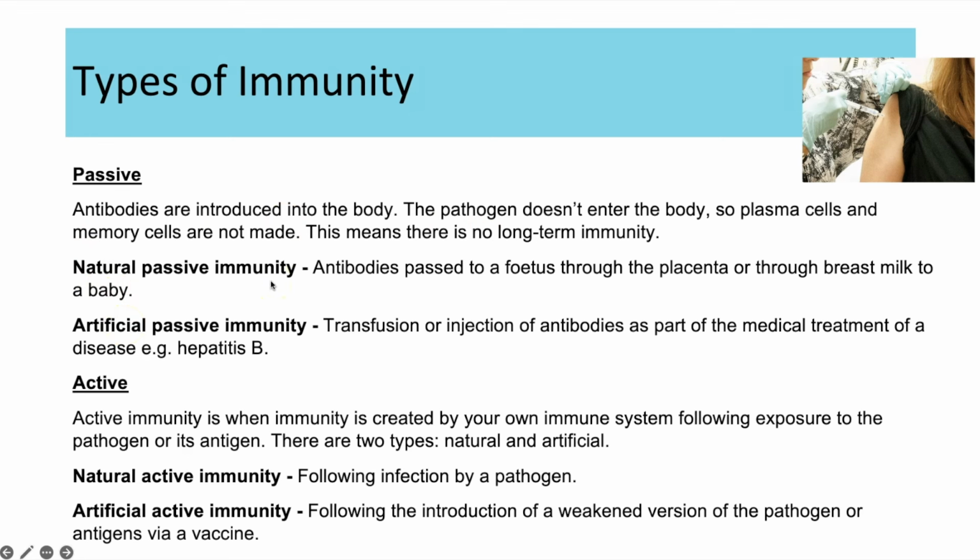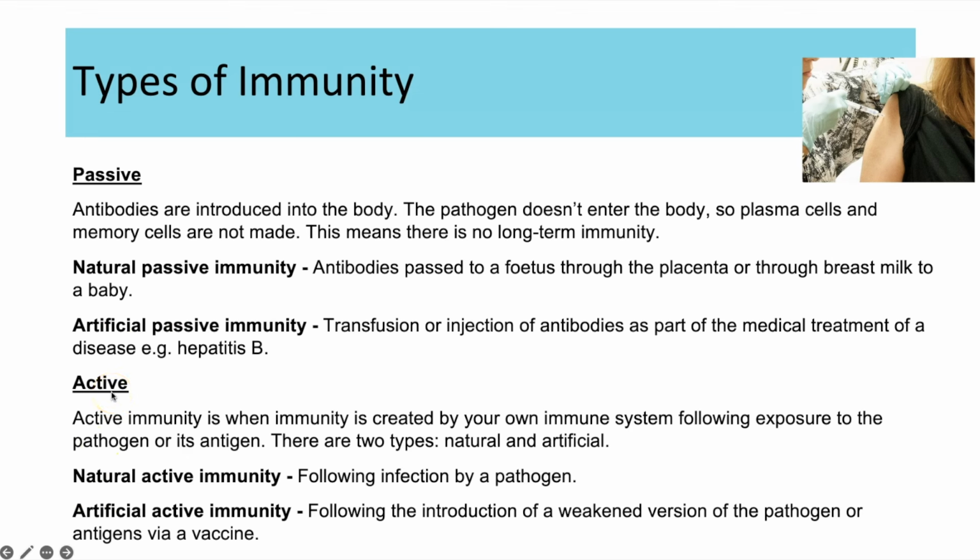Natural passive immunity is when antibodies can be passed to a fetus, and that could be through the placenta from the mother to the fetus, or through breast milk from the mother to the baby. Artificial passive immunity is when you have a transfusion or injection of antibodies as part of a medical treatment of a disease, say for example hepatitis B.